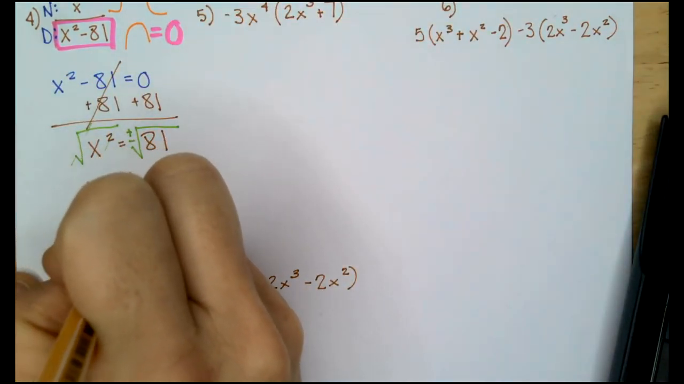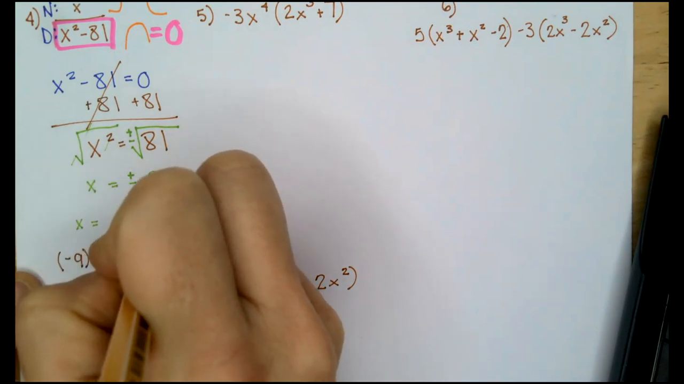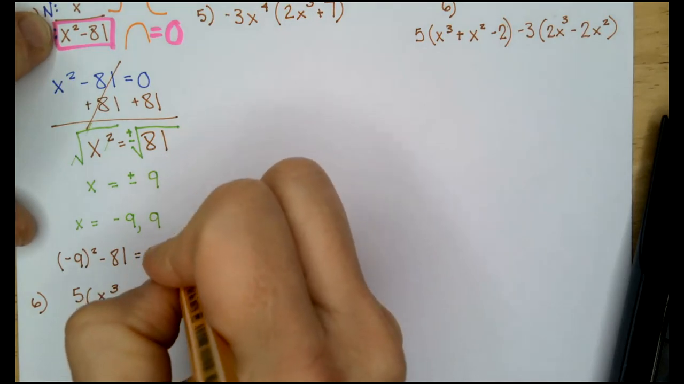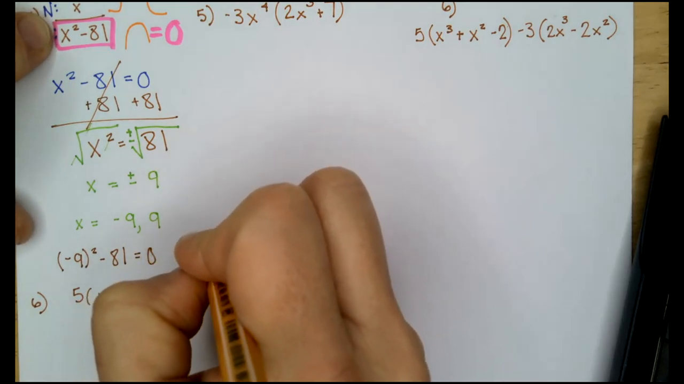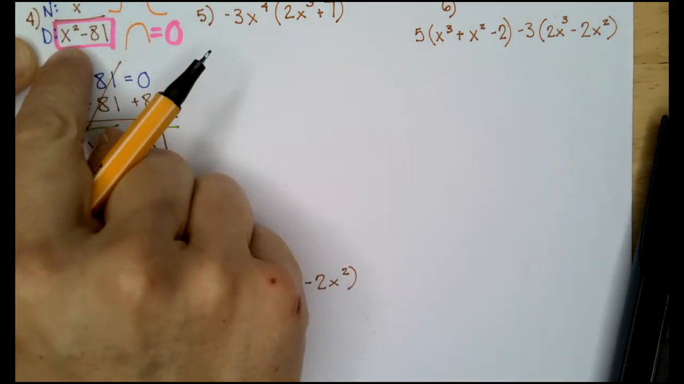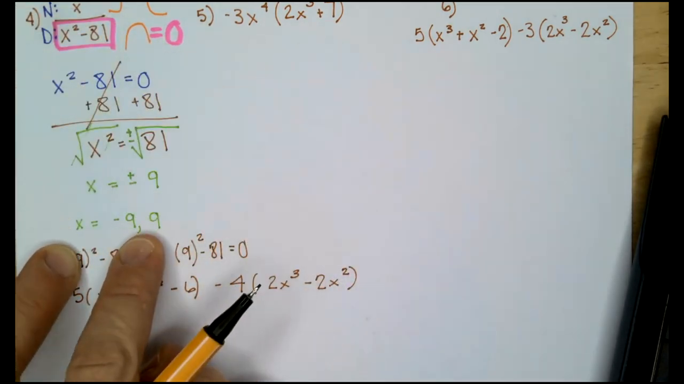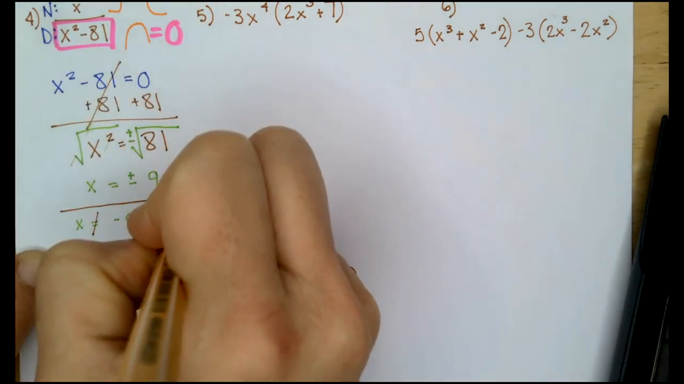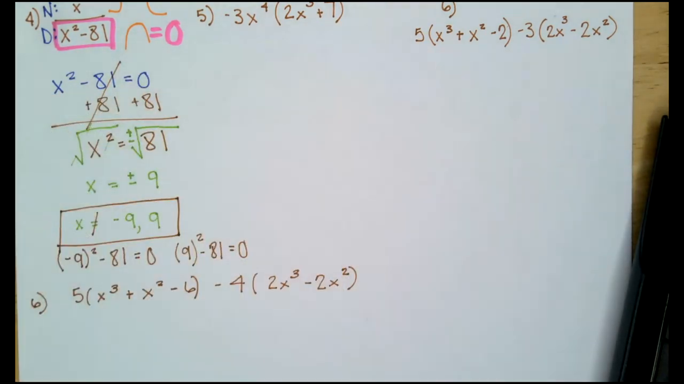-9 squared minus 81 is 0, right? That's a problem. +9 squared minus 81 is 0. That's a problem. So you've confirmed that you need to exclude these two numbers in the domain. And again, use Desmos if you would like on exam day, okay?